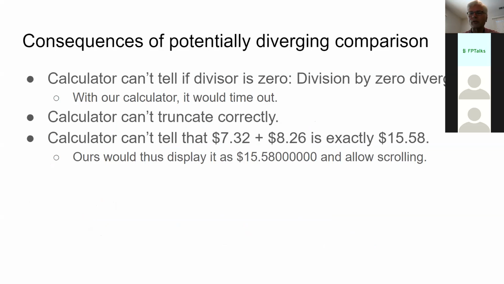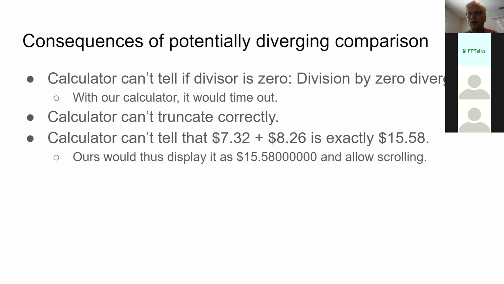The consequence of having these potentially diverging comparisons in the calculator is that, even in simple cases, we can't identify domain errors. We can't identify that something is a division by 0. So in practice the division itself will diverge, and it'll eventually time out, which isn't completely awful, but it's not good. The calculator also can't truncate values correctly, which is annoying because scrolling looks funny if you can't do that.